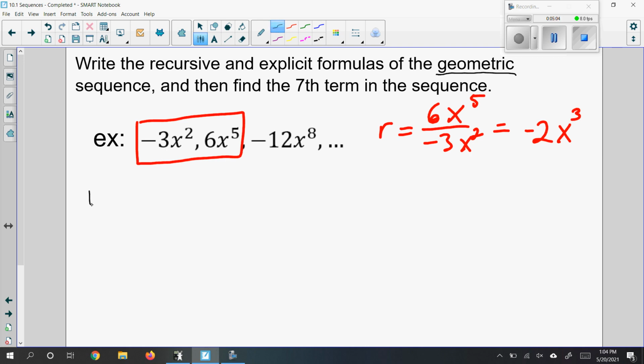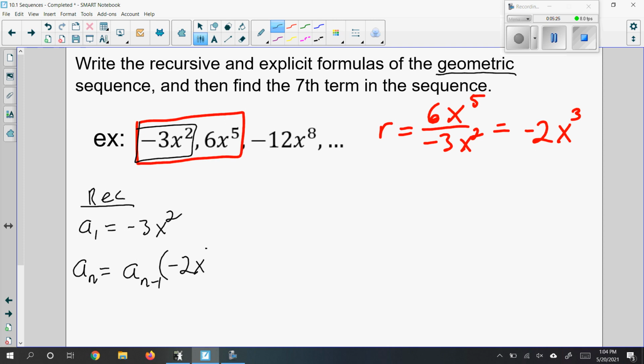Okay, so the recursive formula is a sub 1 is given. In this case, a sub 1 is negative 3x squared. This is the first term. And to find the nth term, we take the previous term and multiply by r, which in this case is negative 2x cubed.